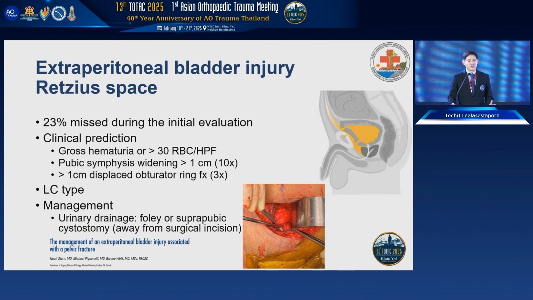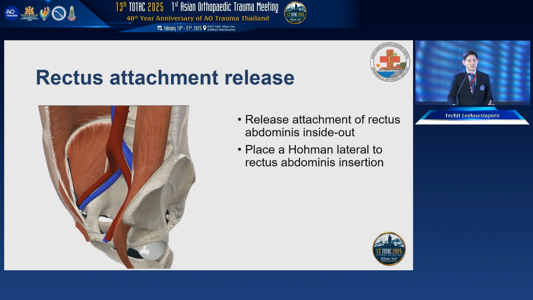When we get into the space of Retzius, we have to be a little bit more cautious about extraperitoneal bladder injury. It's possible to miss it on the initial diagnosis in about 20%. So if you see gross hematuria, you need to be careful about this as well when using this approach. We release the rectus attachment from the inside out, so we gain adequate exposure, and we can put one Hohmann retractor lateral to the rectus abdominis insertion.